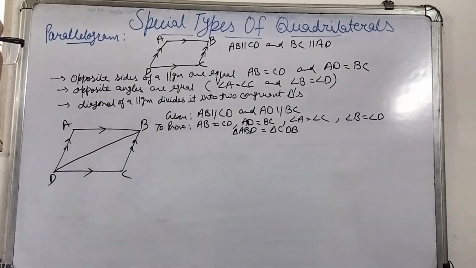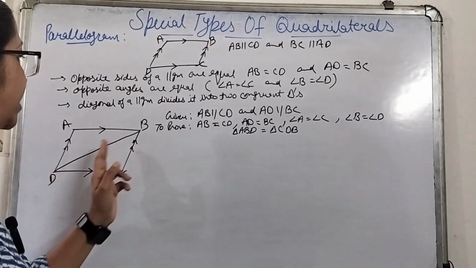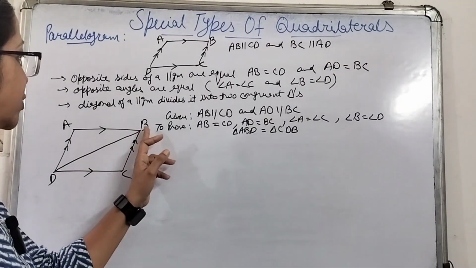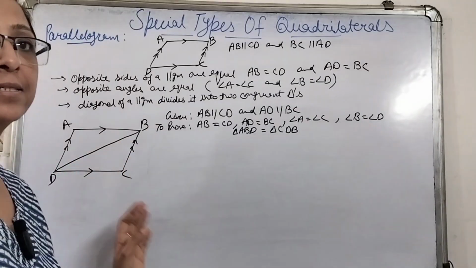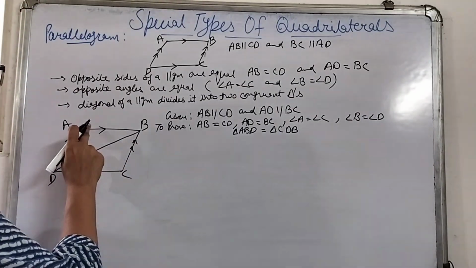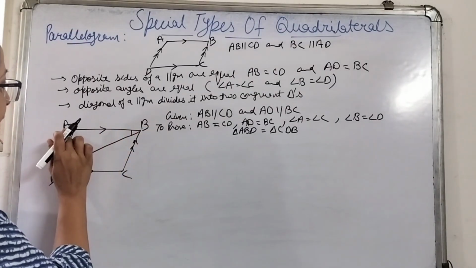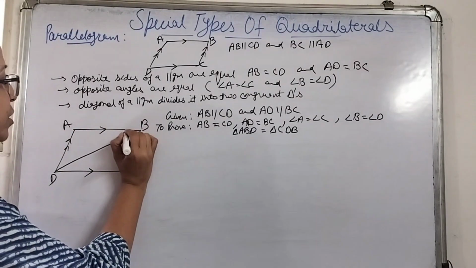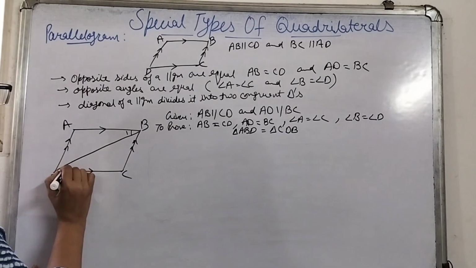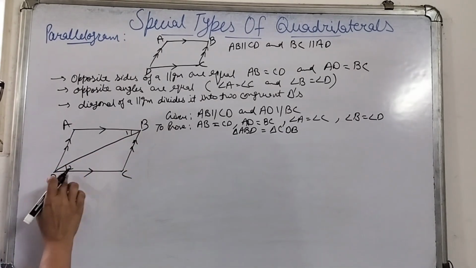So how can we prove it? We have made the diagonal BD. We have joined BD. So the construction is we have joined BD. This is the construction. We know that this line AB is parallel to CD. So this angle ABD, suppose it is angle 1, and this is angle 2, angle BDC, this is angle 2.